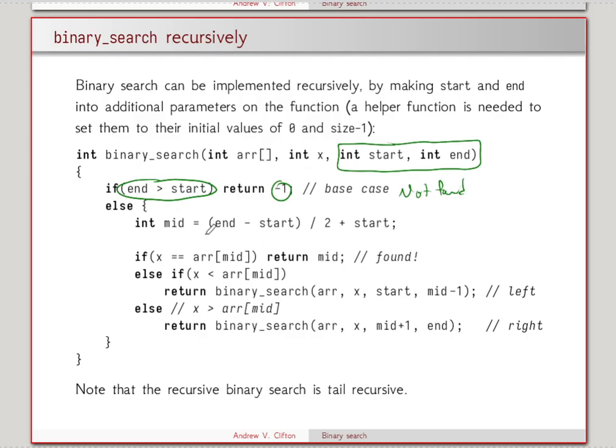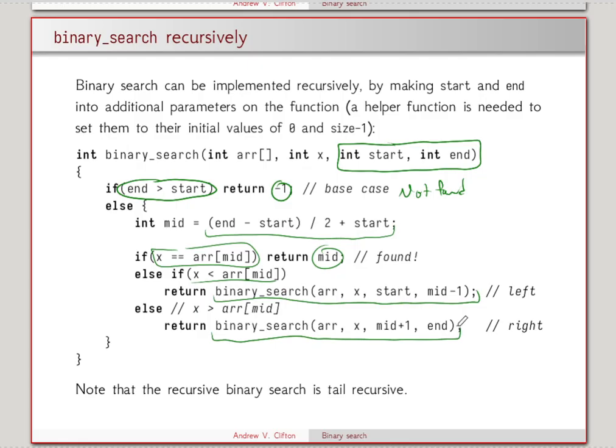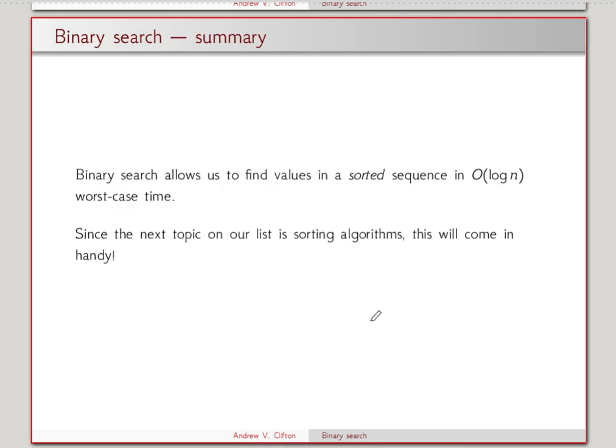We compute our midpoint exactly the same way. If x is equal to the midpoint, we're done. We return the midpoint. If it is less than, we're going to do a recursive binary search in the left half. Otherwise, we do a recursive binary search in the right half. Note that this is linearly recursive and tail recursive, so this has, at least theoretically, exactly the same performance characteristics as the loop-based version.